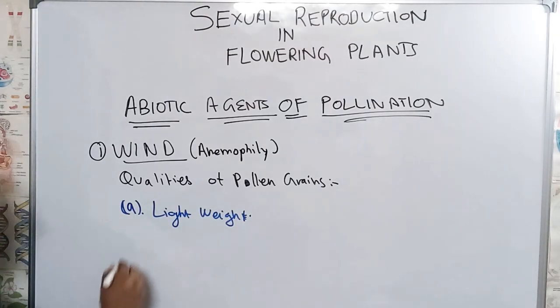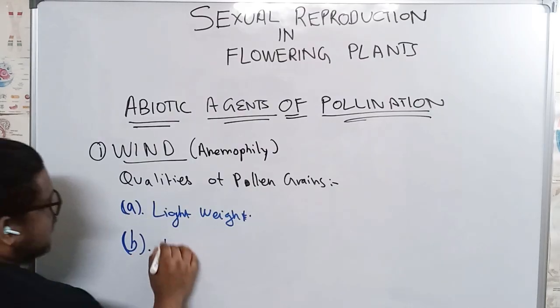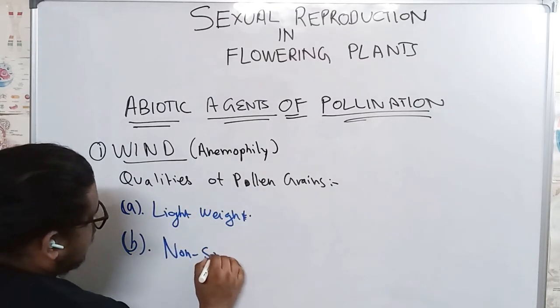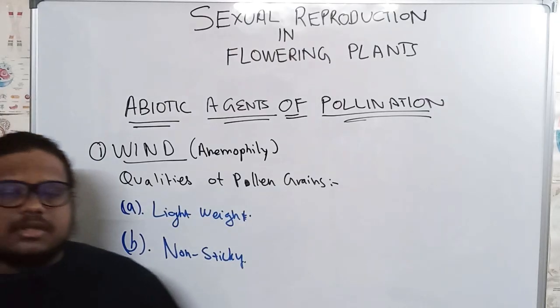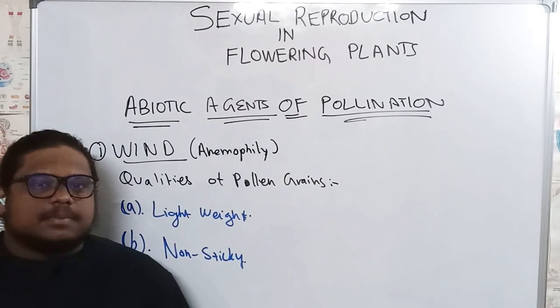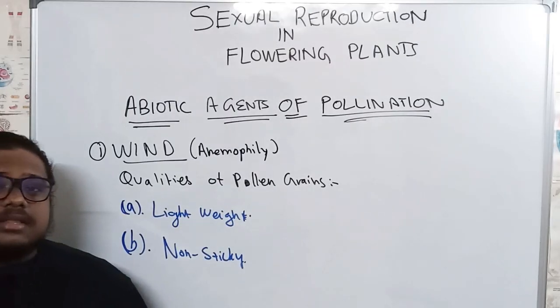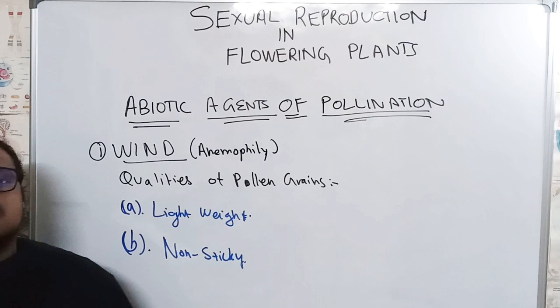Next quality of the pollen grains is that they should be non-sticky. The pollen grains of these plants are usually non-sticky. They are not stuck together like that, they are separate. So that they can move, they can fly in the wind separately, so that they land on the stigma of another flower.